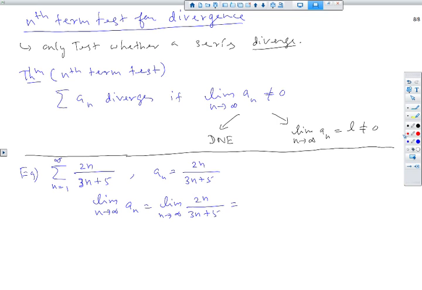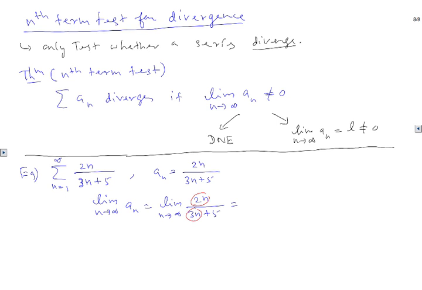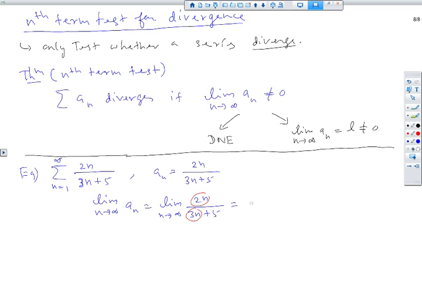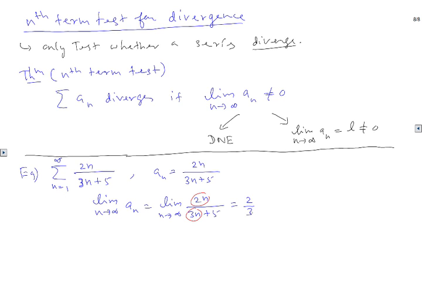What you need to worry about is only the dominating terms. These are the dominating terms. If you divide those two terms, you get 2/3. So the limit is 2/3, because when n goes to infinity, you can ignore the 5. You only need to worry about the dominating term of the numerator and of the denominator. So it's 2/3, which is not equal to 0. Therefore the series diverges by the nth term test. You have to write the argument. So that's the argument.